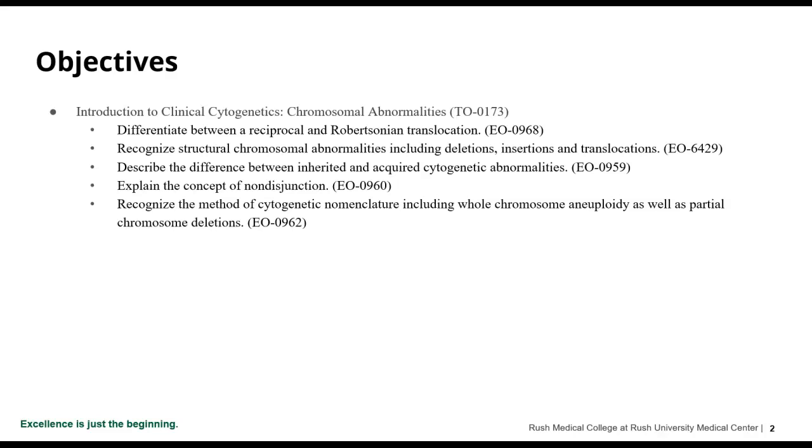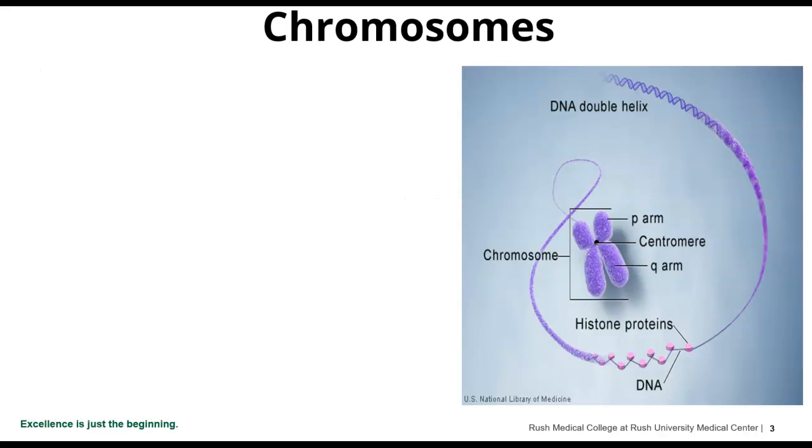Describe the difference between an inherited and acquired cytogenetic abnormality. I'm going to talk about it briefly, but mostly we're going to talk about the acquired in cancer. Explain the concept of non-disjunction. Recognize the method of cytogenetic nomenclature, including whole chromosome aneuploidies as well as partial chromosome deletions.